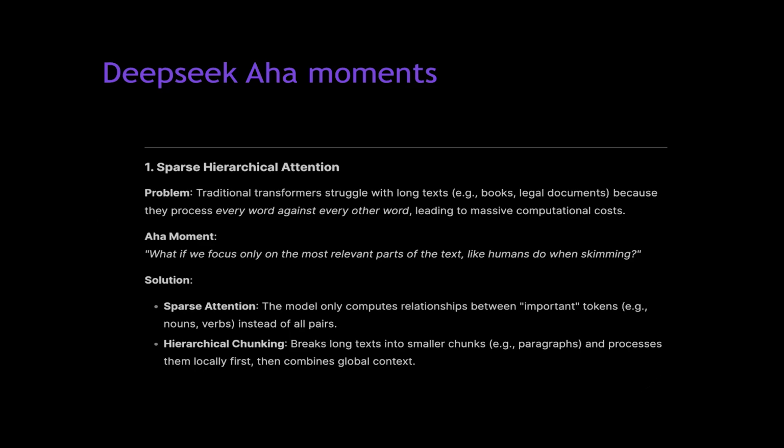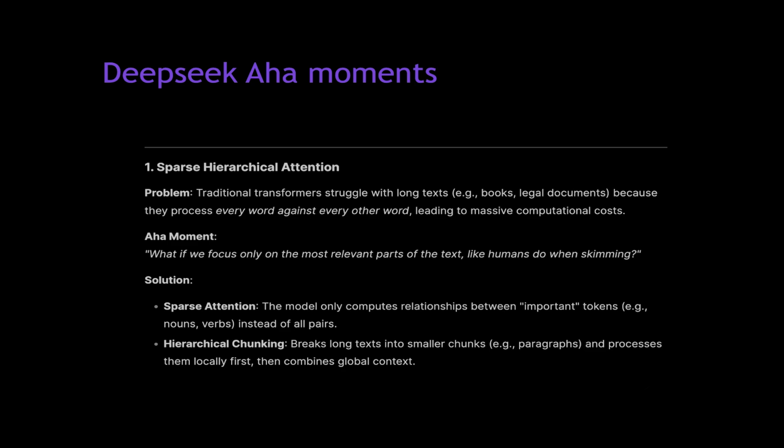In this lecture, we will explore the aha moments behind the DeepSeek R1 model. One of the main breakthroughs came from improving how transformers handle long texts. Traditional transformer models process every word in relation to every other word, which leads to an enormous computational cost. If you remember the attention mechanism we discussed earlier, it tries to find relationships among all words in a sentence, even when some are not relevant.